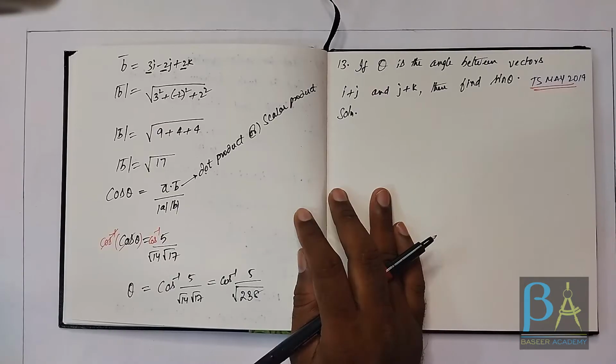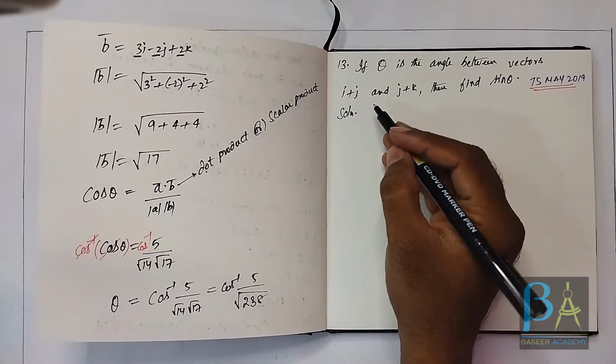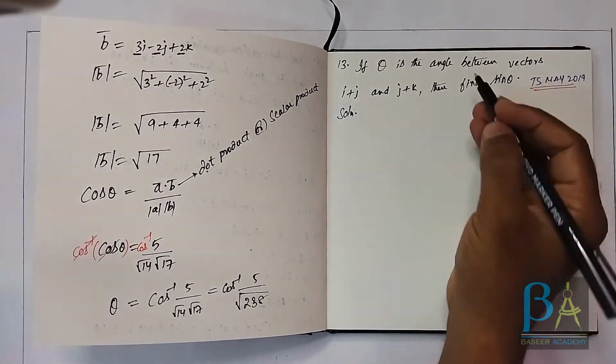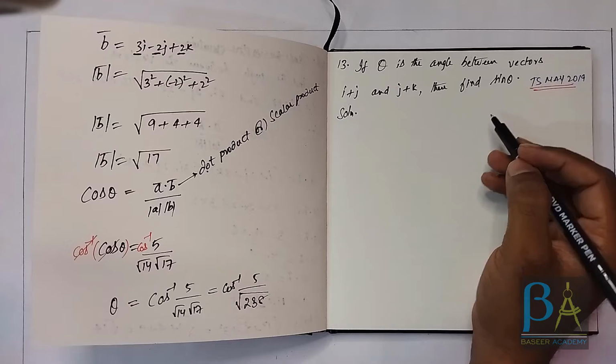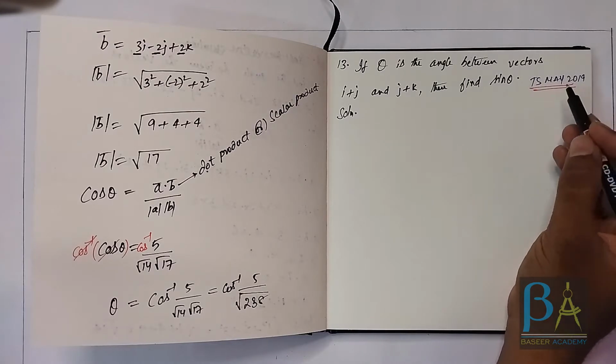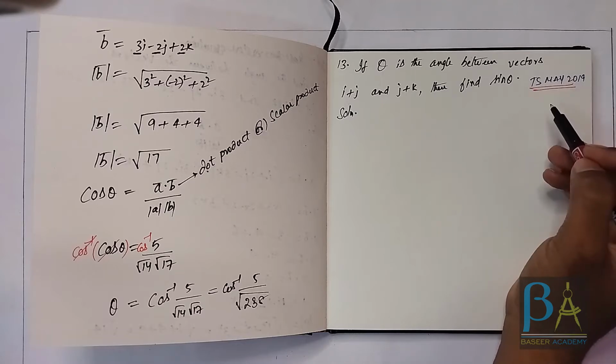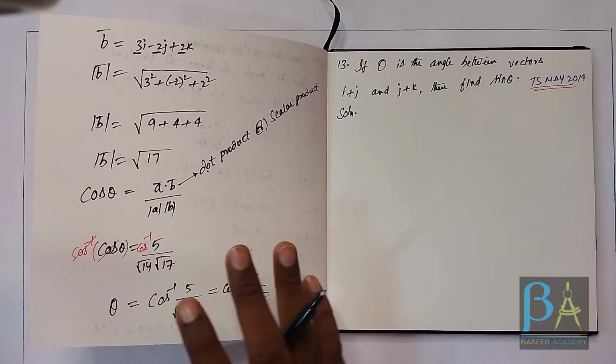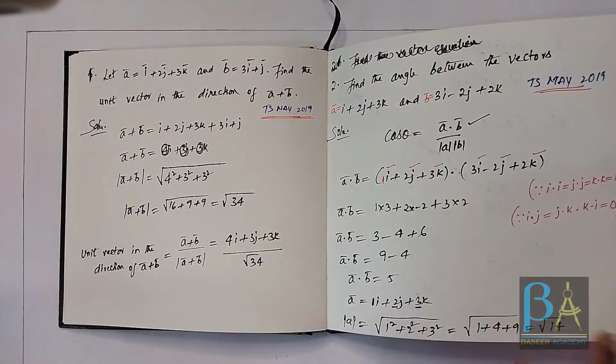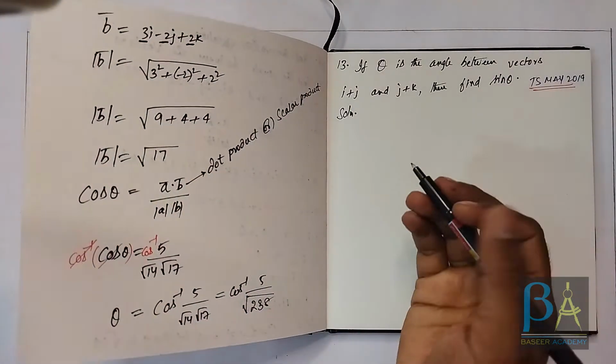Okay, so again we have a question in which we have two vectors and we have to find out the angle between the vectors, and then we need to find out sine theta. This question was asked in the Intermediate first year Telangana State March 2019 question paper. Let us see how to find the angle between the vectors. We already know how to find it, so we are going to proceed in the same manner.